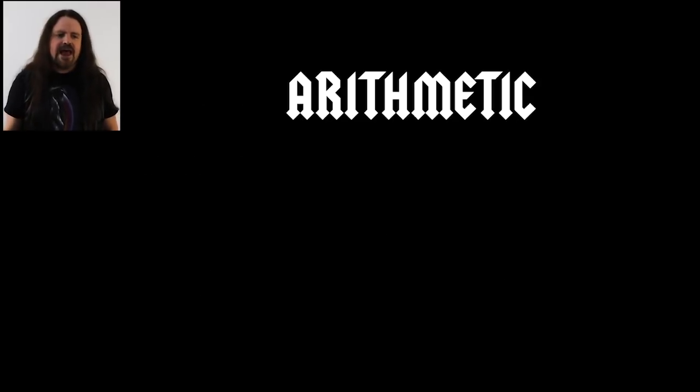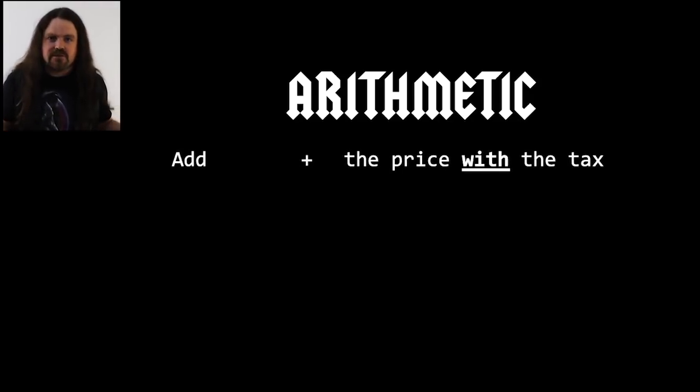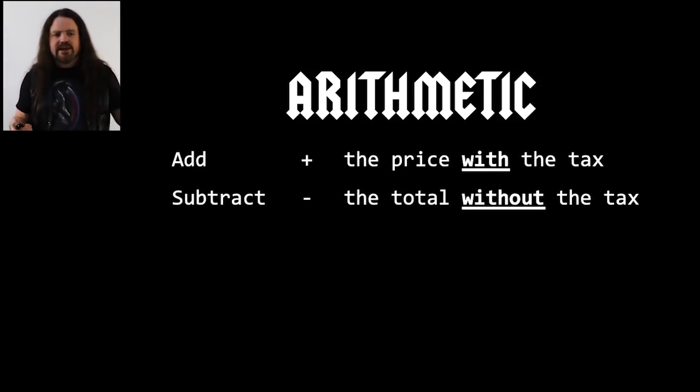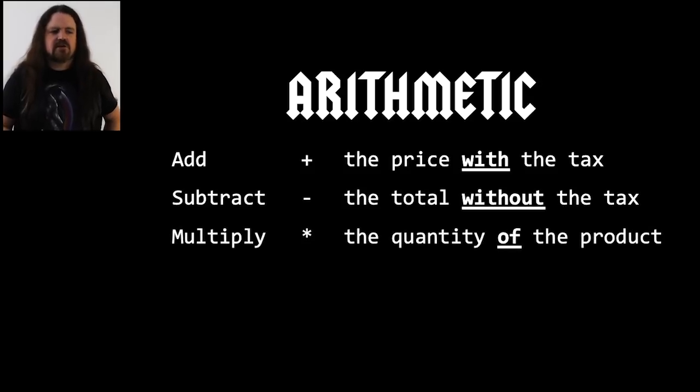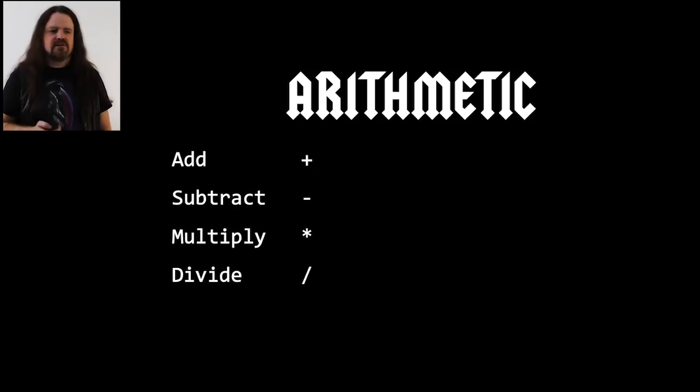We've got numbers. We need to do arithmetic. We need to be able to add things. Now, in English, we have all these ways of talking about stuff. Like, how much is it? Oh, the total is the price with the tax, right? It's the total without the tax. That's the price. We say the quantity of the product. We talk about distance over time, these kinds of things. So with, without, of, over, this gives us some lovely capacity to express ourselves in arithmetic.